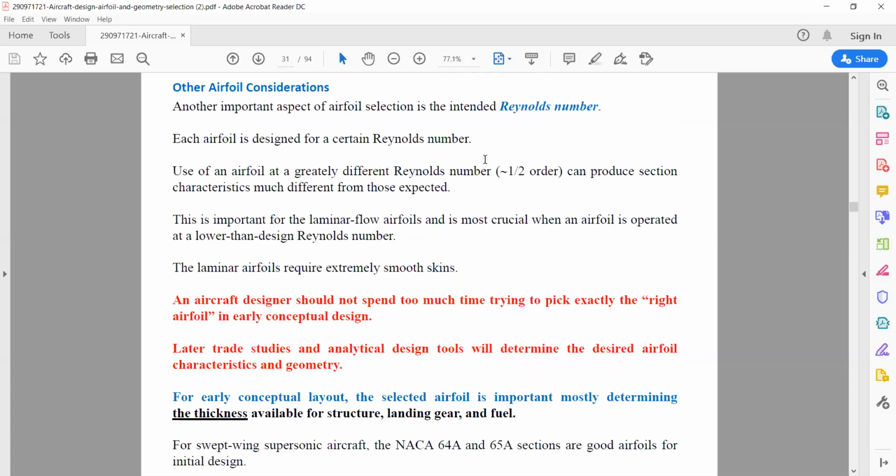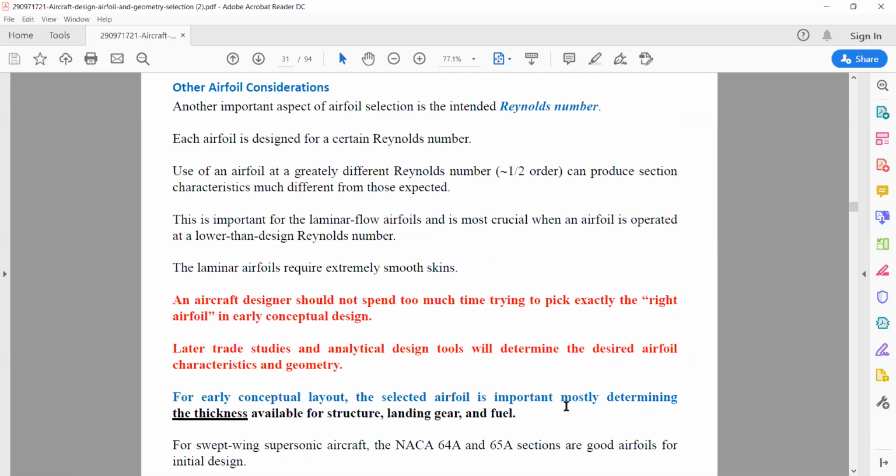Other airfoil considerations: always remember that the selection depends on the Reynolds number. Already you know that it is a function of Reynolds number. An aircraft designer should not spend too much time on selecting the right airfoil in early conceptual design. Later trade studies and analytical design tools will determine the desired airfoil characteristics and geometry. In early conceptual design, the selected airfoil is important mostly for determining the thickness available for structure, landing gear, and fuel.